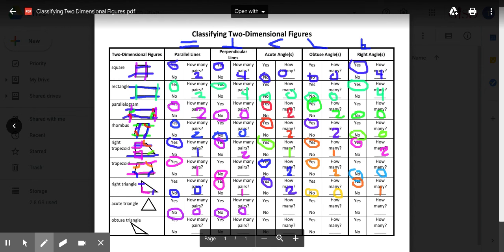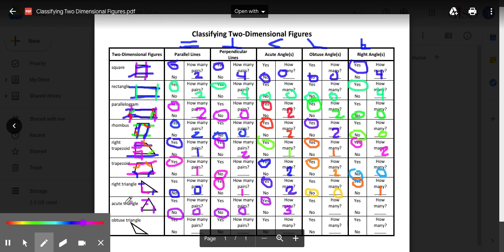The next question says, do I have any acute angles? And your answer is yes. I have 3. An acute triangle is made up of 3 acute angles. So my answer is 3.